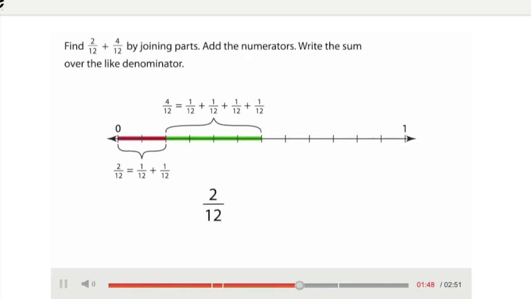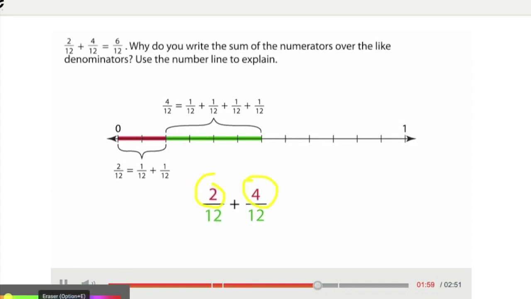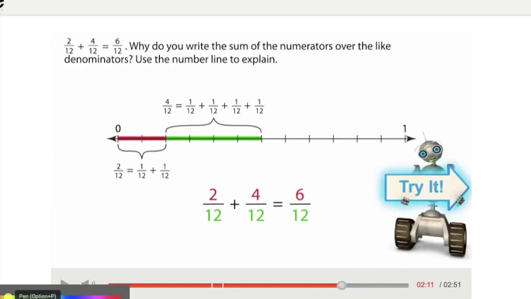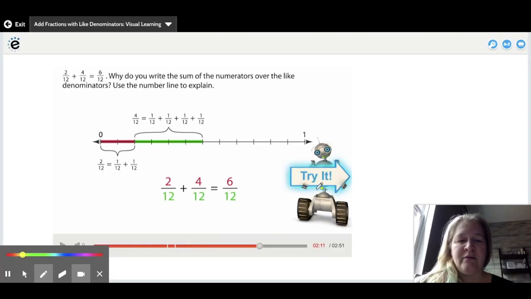Find 2/12 plus 4/12 by joining parts. Add the numerators. Write the sum over the like denominator. 2/12 plus 4/12 equals 6/12. Why do you write the sum of the numerators over the like denominators? Use the number line to explain. We have 12 total people in the club, which is why there's 12 equal parts.